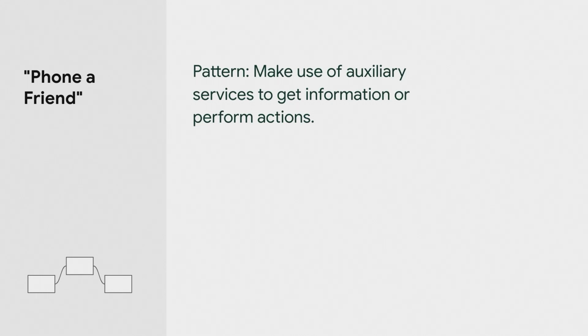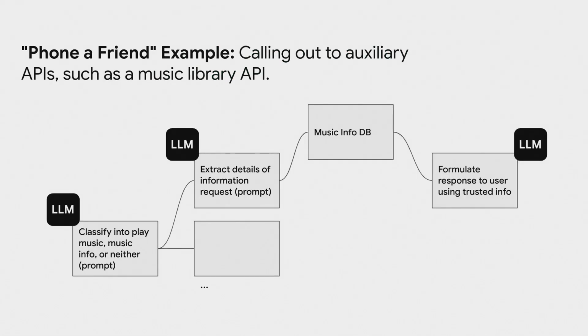Here, we are making use of auxiliary services to get information or to perform actions, all right? And again, you can think of the cases of getting factual information. So for a factual information request, you can determine the intent, but instead of trying to provide that information, you can go out to an auxiliary service to get that for you.